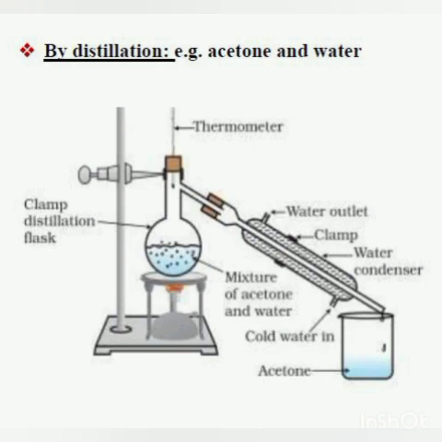Now on the side tube there is a condenser, and cold water is passed through it, so that the vapors which pass through the side tube condense to liquid, and the thermometer is also kept. Now you take a mixture of acetone and water, and heat the mixture slowly and keep a watch on the thermometer. Now children, the boiling point of water is more than that of acetone.